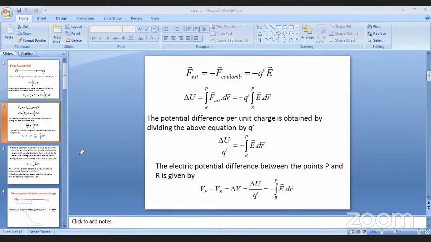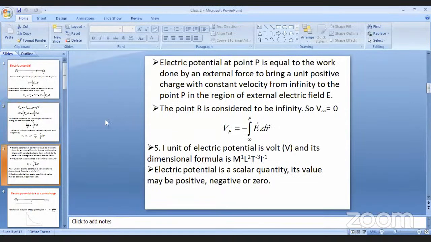So now we are going to define the electric potential. It is nothing but the work done by an external force to bring a unit positive charge with constant velocity, as you can see in this slide. So electric potential at point P is nothing but the work done by an external force to bring a unit positive charge with constant velocity from infinity to the point P in the region of external electric field.